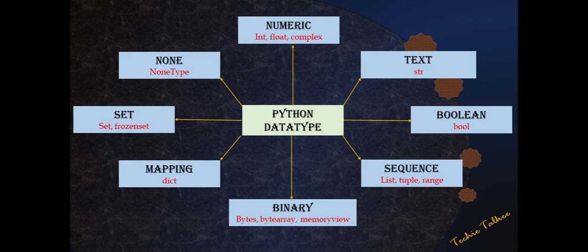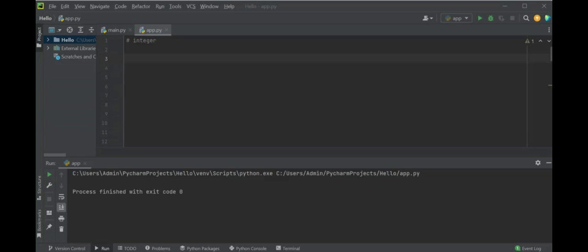In this video, I'm going to explain about the numeric data type. Integer, float, and complex fall under the numeric data type. First, what is an integer value? Integer is a whole number that can be positive, negative, or zero.